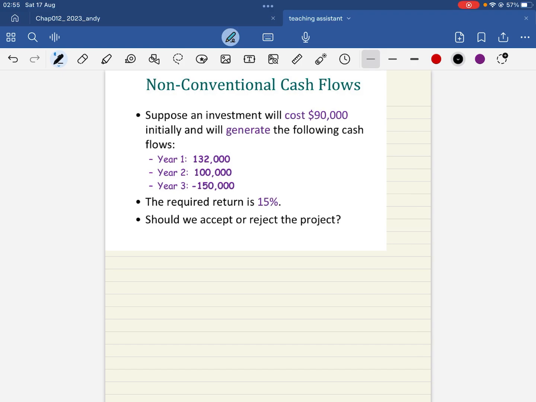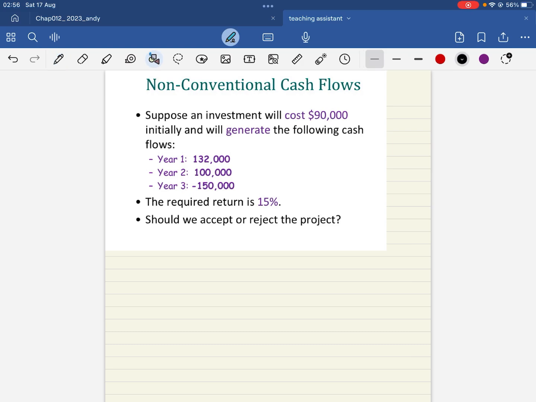Let's do this example together to understand why we can't use IRR for non-conventional cash flows. Let's read through it together. Suppose an investment will cost $90,000 initially and will generate the following cash flows. Year 1, 132,000. Year 2, 100,000. Year 3, minus 150,000. The required return is 15%. So, should we accept or reject the project?